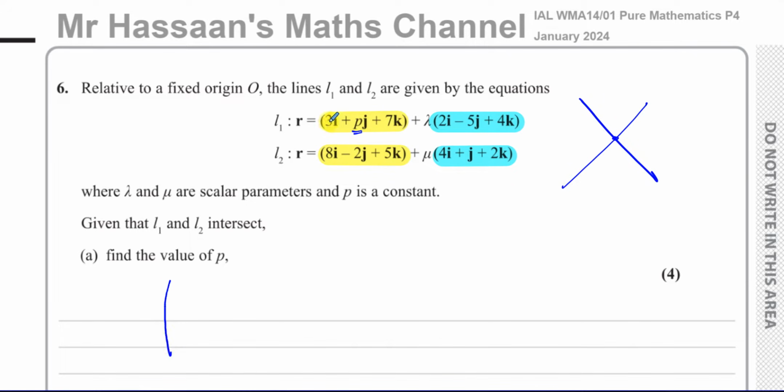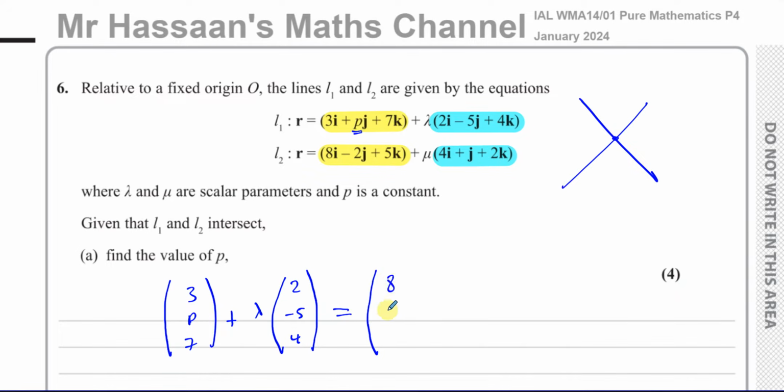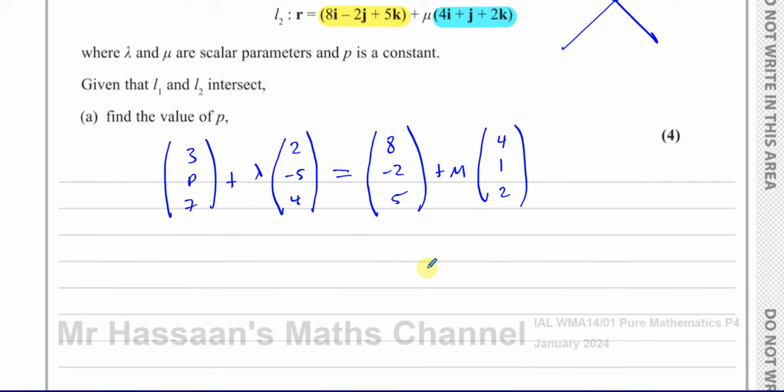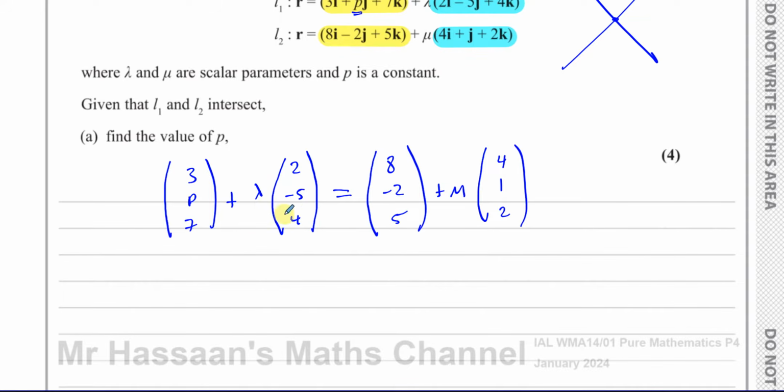So I'm going to have 3, p and 7, plus lambda times 2, minus 5 and 4. Be very careful to write everything there. That's going to definitely equal the vector 8, minus 2 and 5, plus mu times 4, 1 and 2. There's definitely going to be a value of lambda and mu for which these two are going to be at the same place.